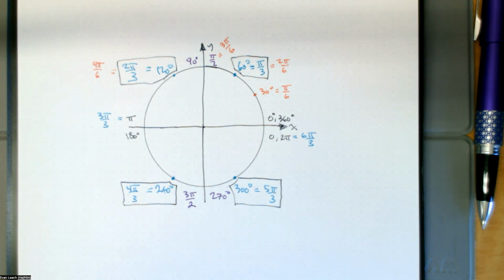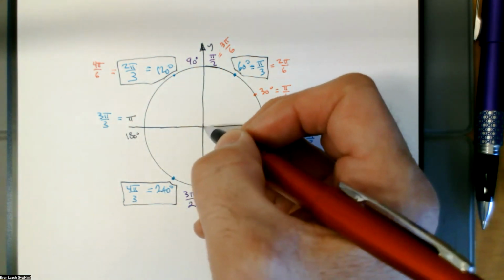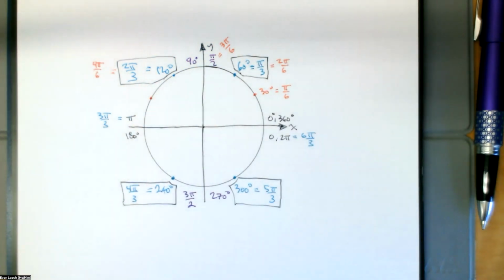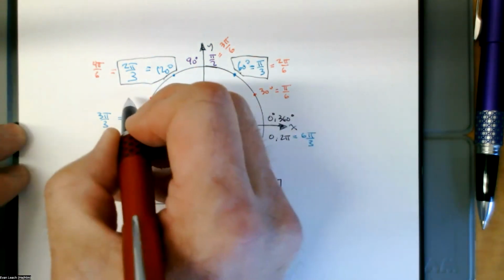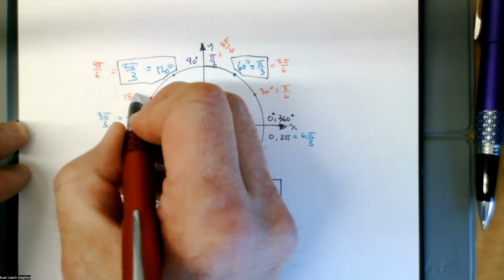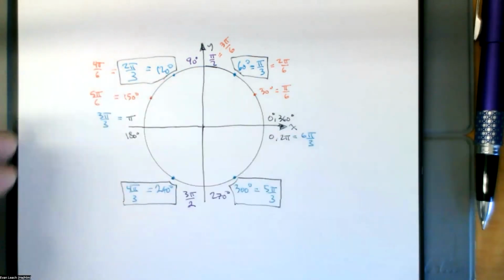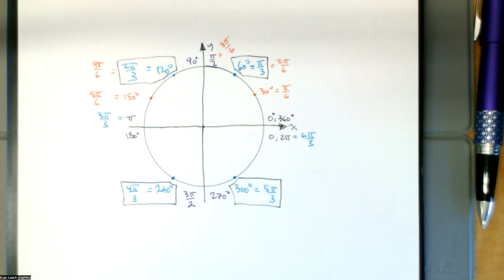5 pi over 6, finally a new one. I'm going to find it going halfway up on the y. And 150 degrees is 5 pi over 6. That's a new one. That's one that we need. We're associating pi over 6 with 30. So 150 is 5 pi over 6.